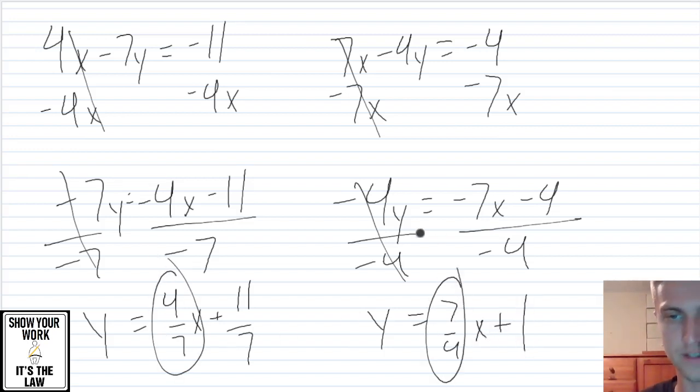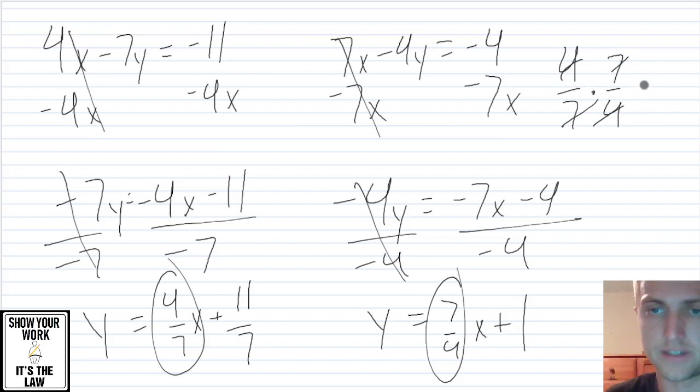What are our slopes? 4 over 7, 7 over 4. Let's multiply them together. 4 over 7 times 7 over 4. Cancel, cancel, cancel, cancel. That just equals 1. It doesn't equal negative 1, meaning these two lines are not perpendicular.